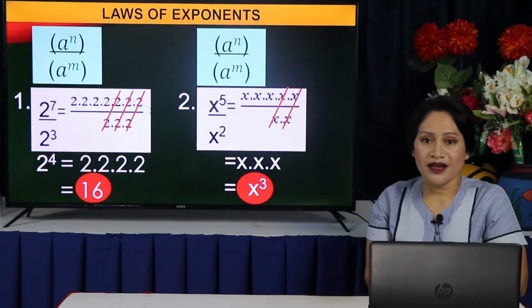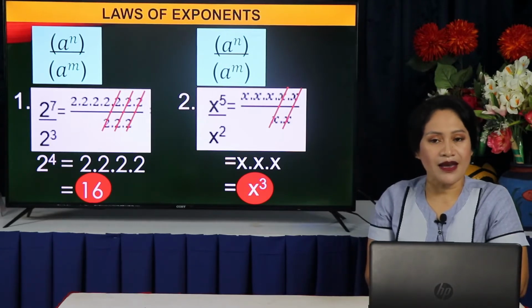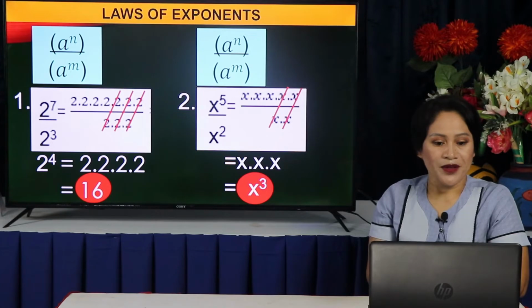Again, notice that the bases are the same. What did you observe with the expression a to the power of n over a to the power of m? Let's take example number 1. 2 to the power of 7 divided by 2 to the power of 3.